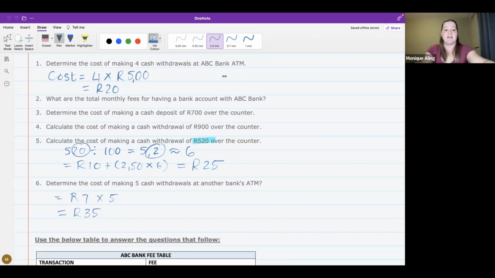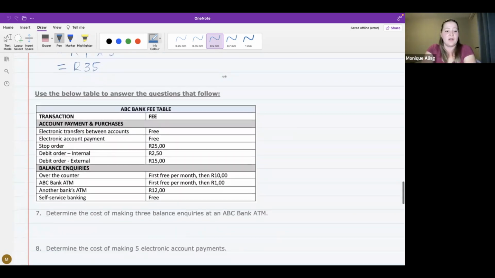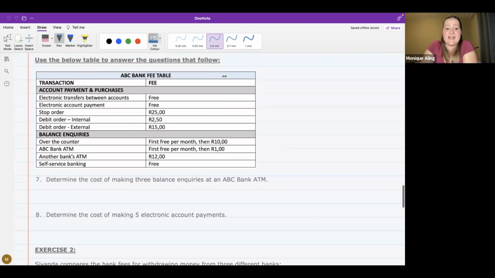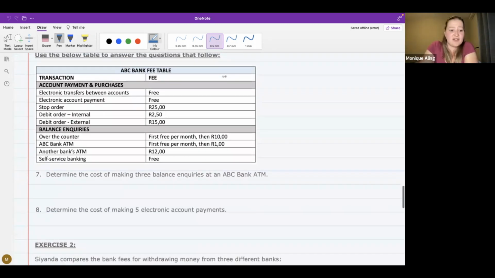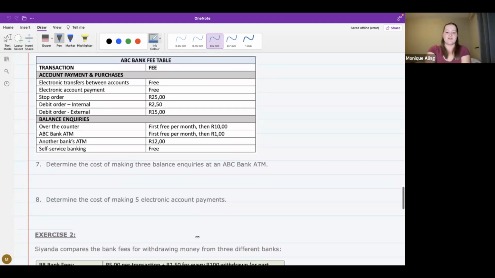Looks like you guys have really got the hang of this. We are going to use another part of the table to answer some questions. So this is the second half of the ABC Bank fee structure. We're looking specifically at account payments and balance inquiries. I'm going to ask you guys to quickly try 7 and 8 for me, but I have no doubt that you guys are going to ace these 2 questions.